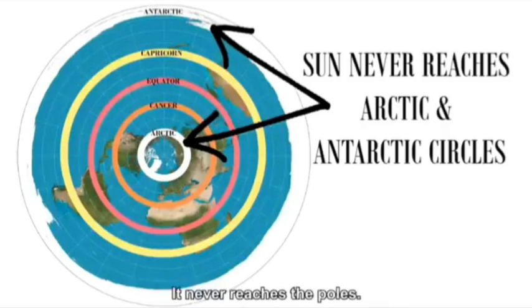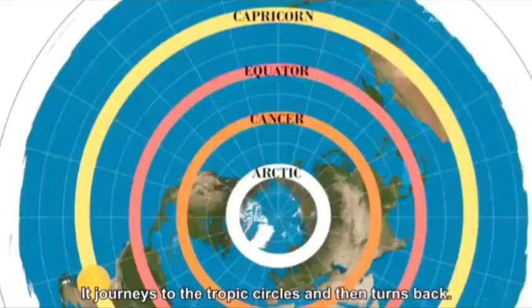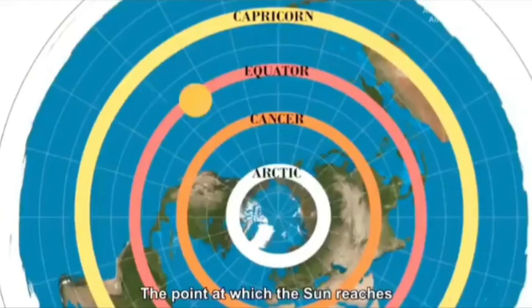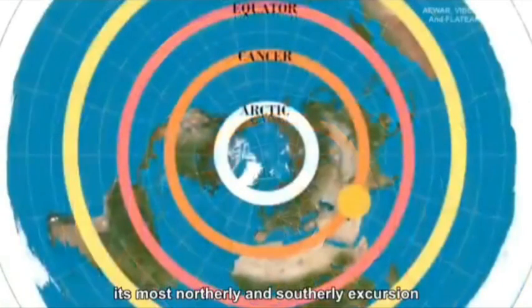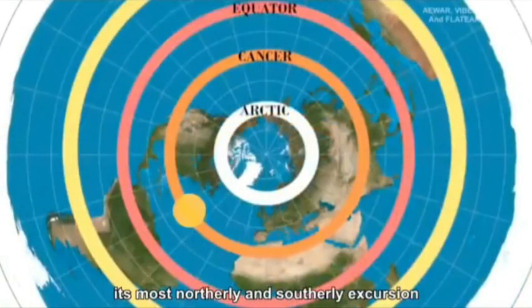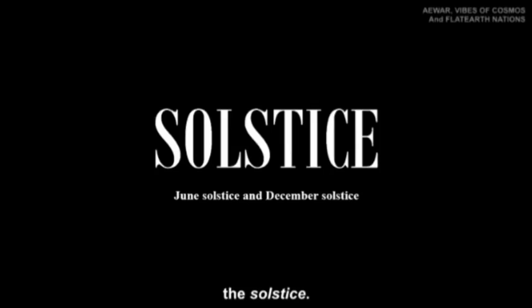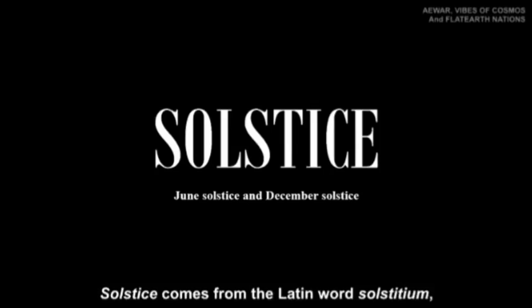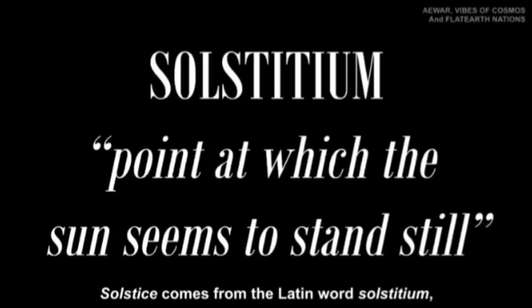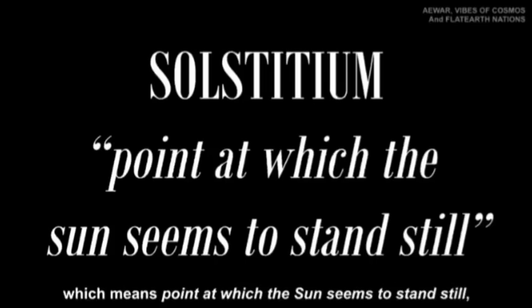It never reaches the poles. It journeys to the tropic circles, and then turns back. The point at which the sun reaches its most northerly and southerly excursion relative to the equator is called the solstice. Solstice comes from the Latin word solstitium, which means point at which the sun seems to stand still.